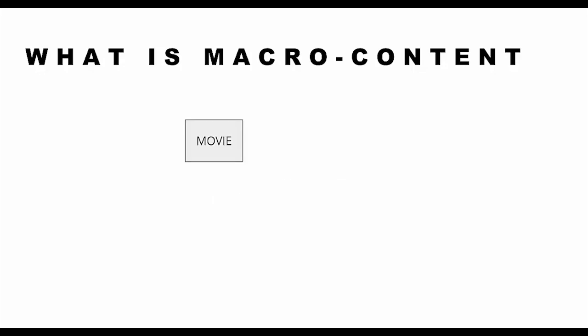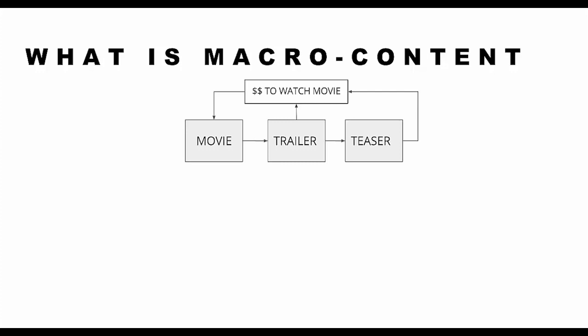So macro content, for example, a movie, allows us to create micro content, a trailer, or a 30-second teaser, which ultimately the call to action that we want for people to do is to spend money to go watch the movie. So macro content is the full length thing, and we use the micro content to give a little teaser of the bigger picture.